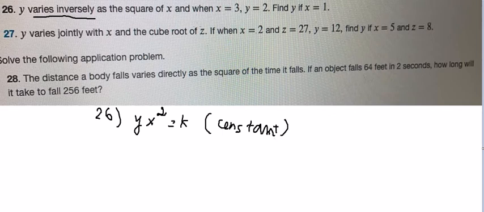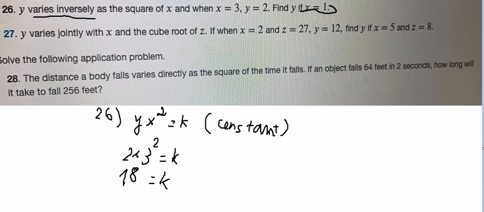So we have 3 and 2 here, so we put these in. So we can find the k here. 3 to the power of 2, you get 9. 9 multiplied by 2, you get 18. So k should be 18.